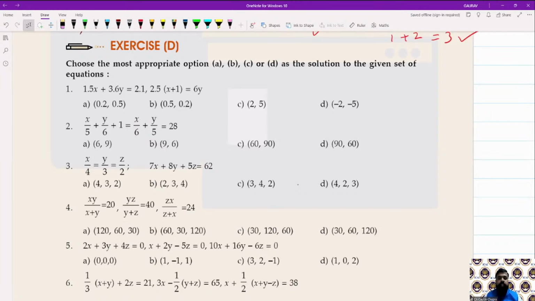Then comes exercise D. So now exercise D is also similar. Again, we have to put the options and then check which one is correct.